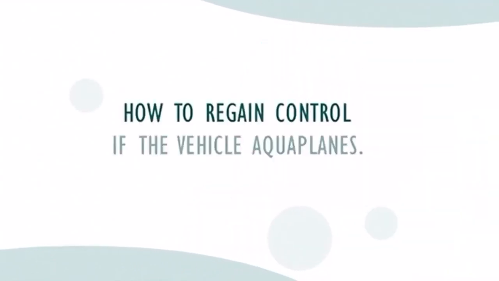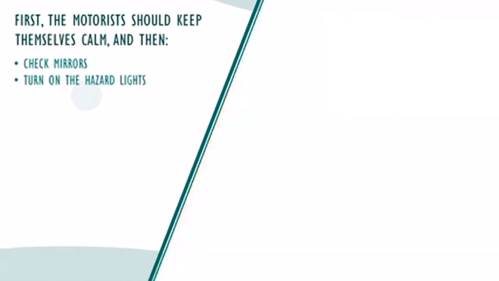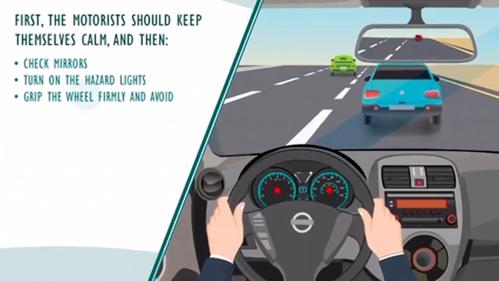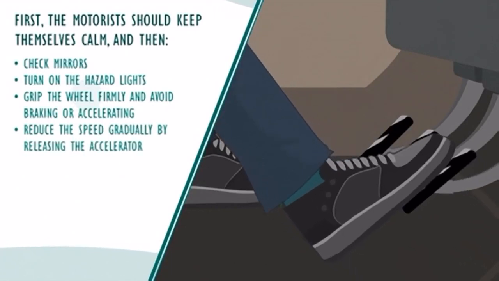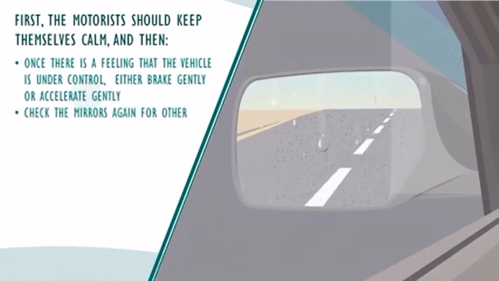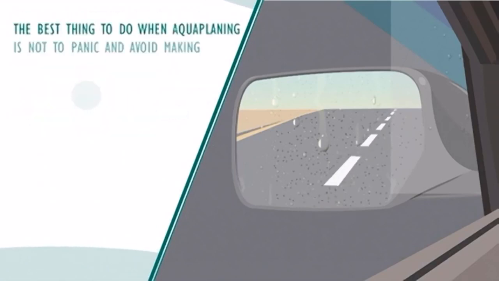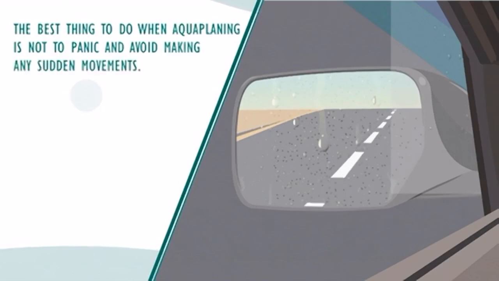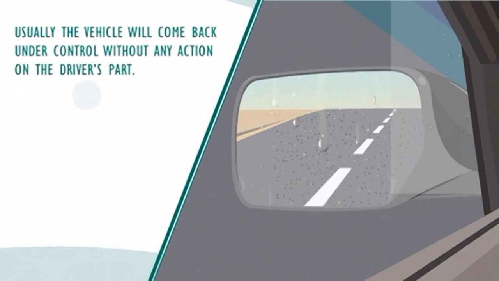How to regain control if the vehicle aquaplanes. First, the motorists should keep themselves calm, and then check mirrors, turn on the hazard lights, grip the wheel firmly and avoid braking or accelerating. Reduce the speed gradually by releasing the accelerator. Once there is a feeling that the vehicle is under control, either brake gently or accelerate gently. Check the mirrors again for other vehicles getting too close. The best thing to do when aquaplaning is not to panic and avoid making any sudden movements. Usually the vehicle will come back under control without any action on the driver's part.